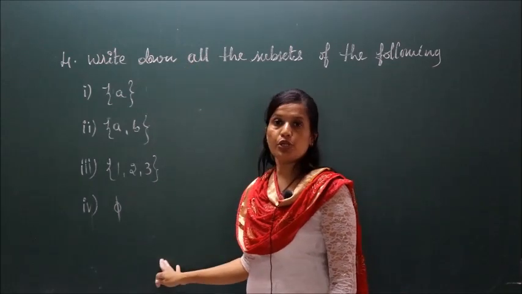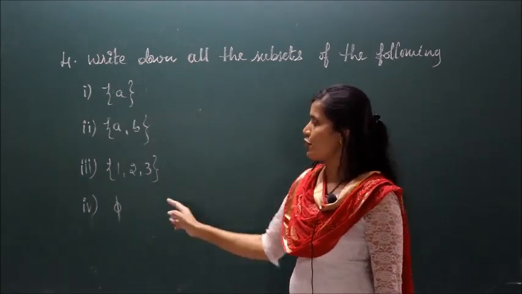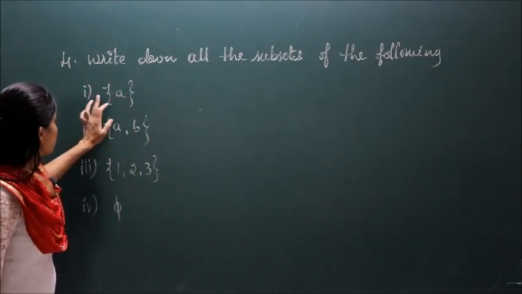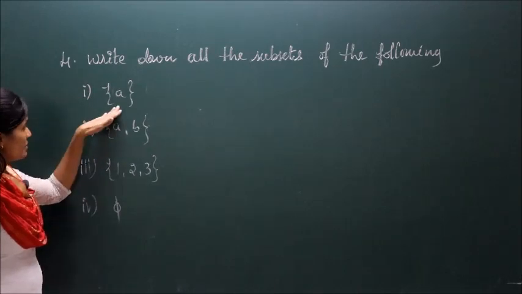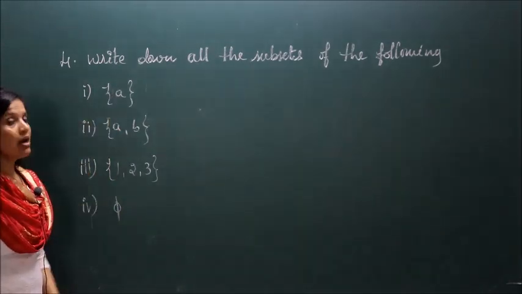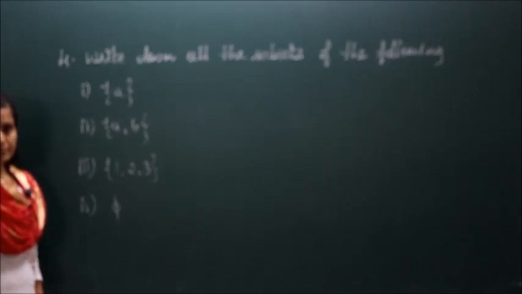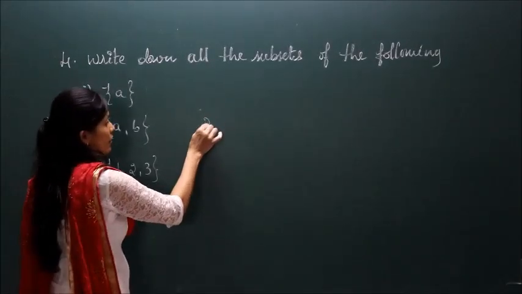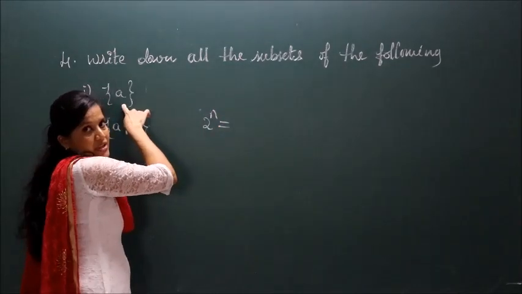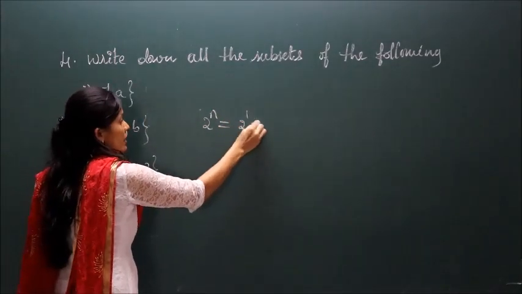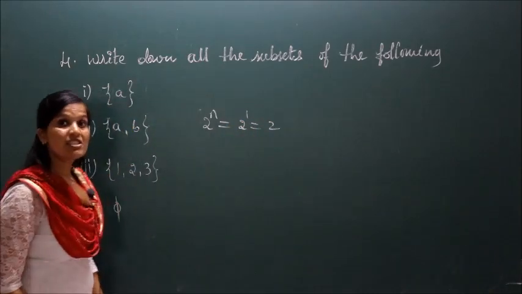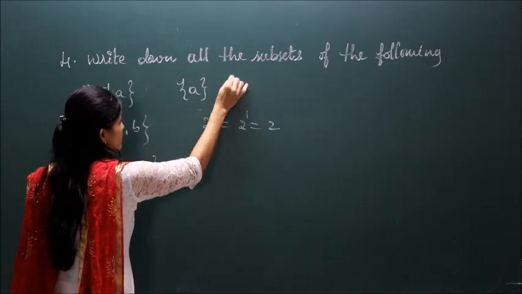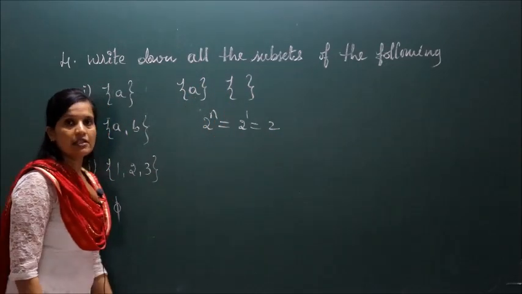Write down all the subsets of the following. Sets are given to you. You have to write the subsets for those. Look at the first question. This is a set, it contains a single element. So, which are the possible subsets? How many subsets does it have? The formula is 2 to the power n. Here how many elements do we have? Only one element. So, 2 to the power 1 is 2. So, it has 2 subsets. Which are those? One is the set itself and another one is the null set. These are the 2 subsets.